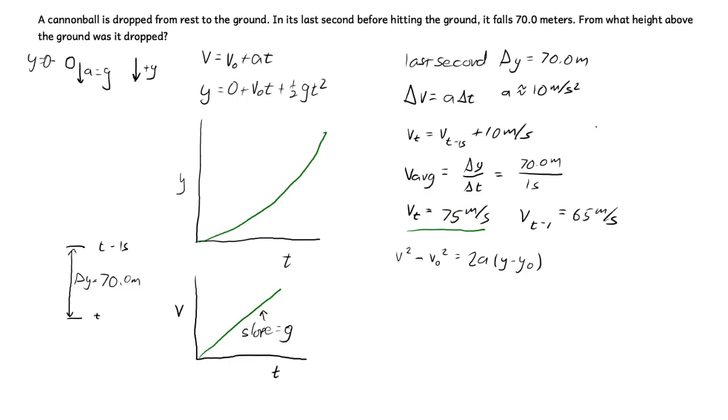Let's see if we can do something with that. So we have v squared equals 2g, and then, well, what's our y minus y naught? Well, our y, we're saying when it hits the ground, that's going to be 0. So that's going to be 2g times 0 minus y naught. We're trying to find y naught.